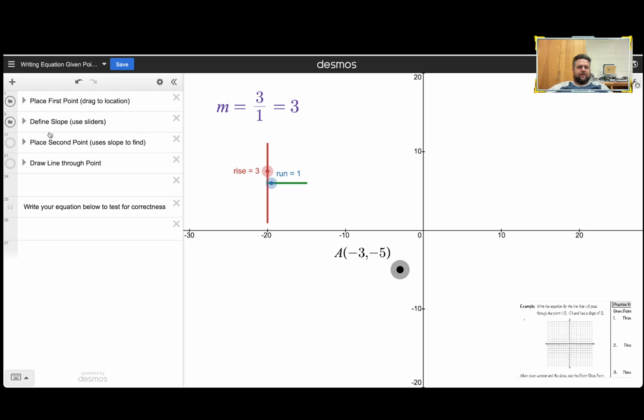Once we have defined our slope, we're going to use our slope to find a second point, because in order to graph a line, we need at least 2 points. So with the slope, our second point can be at (-2, -2). Our objective then is to find the equation that will draw this line that will go through both of these points. So we will end up doing that first.